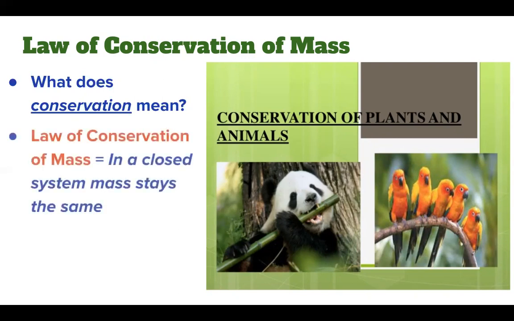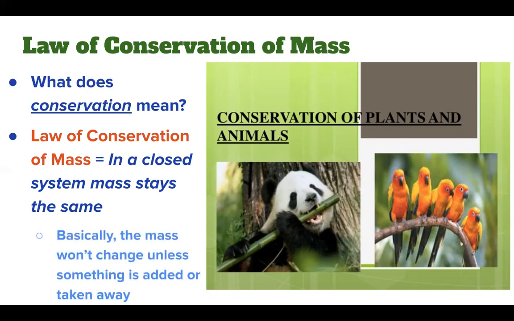It means to preserve. So the law of conservation of mass says, in a closed system, mass stays the same. Mass is preserved, it's conserved, it doesn't change, is essentially what we're getting at here. Basically, the mass won't change unless something is added or taken away. That's all the law of conservation of mass is: the mass, that number of particles, is going to stay exactly the same unless you add some particles or take away some particles.